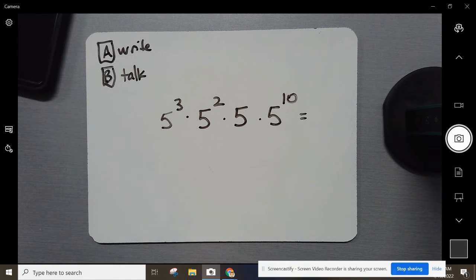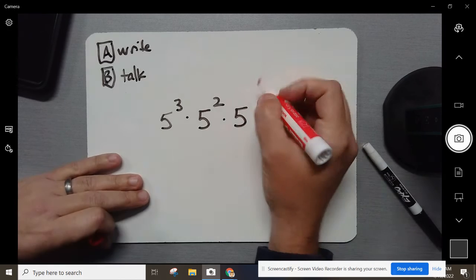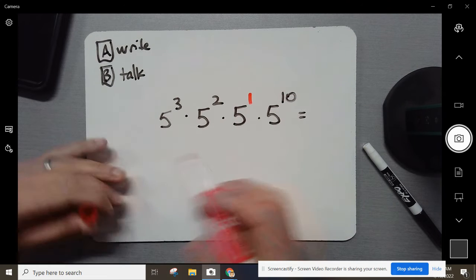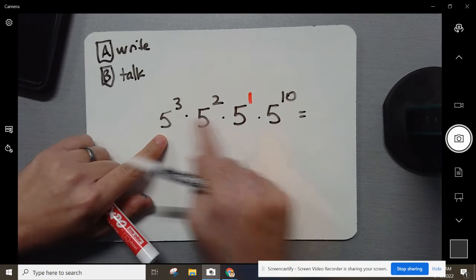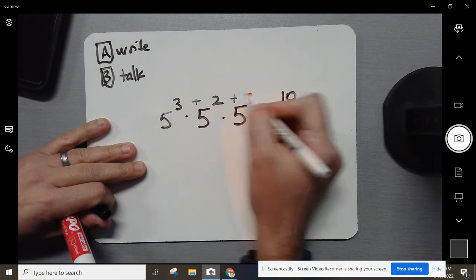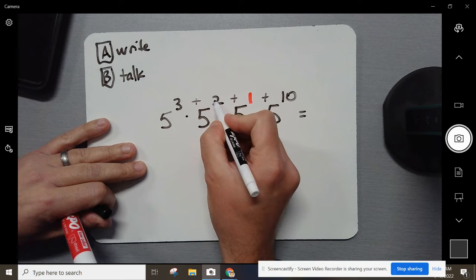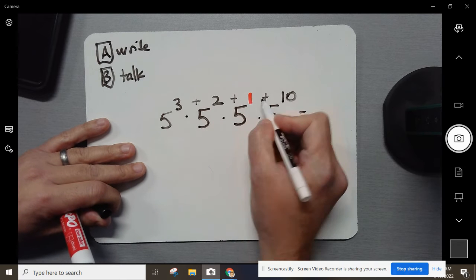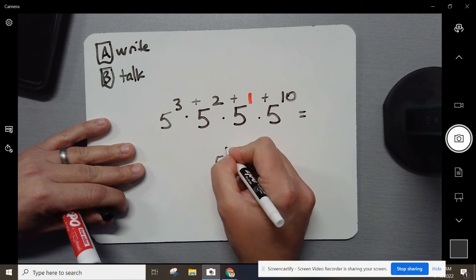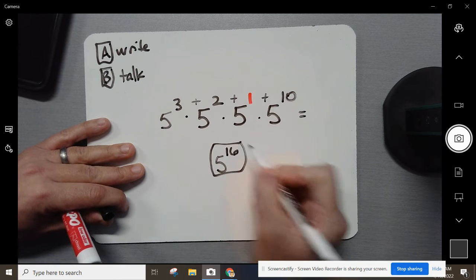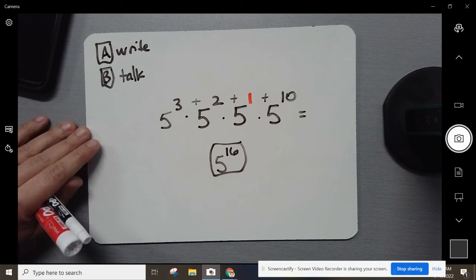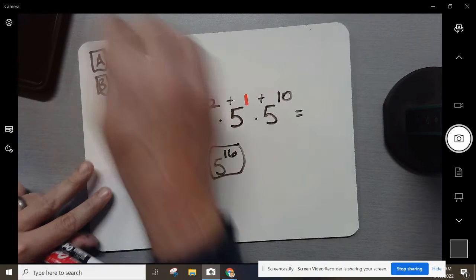All right, make sure you remember that there's a 1 there, right? And then we're same bases. We're going to add the exponents. 3 plus 2 is 5. 5 plus 1 is 6. 6 plus 10, 16. All right. Switch roles.